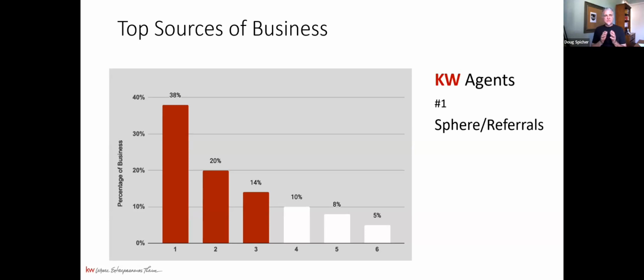So you have your database, you have your past clients, you have your sphere who haven't necessarily transacted with you, but are people that you know and who trust you, and they're referring business to you. So sphere and referrals, that's the top driver of business for agents across KW. What do you think the second one is?